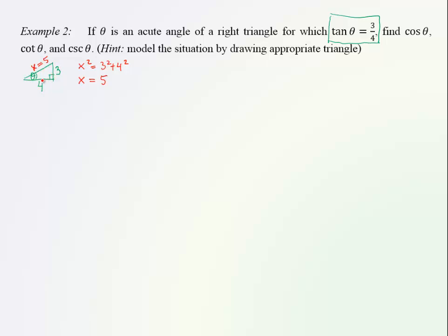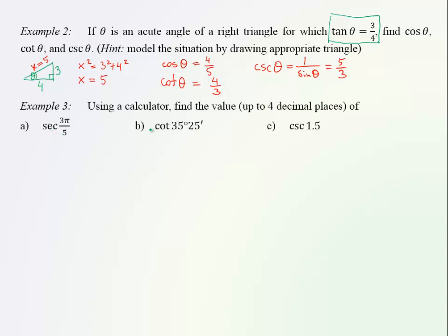Okay, since we know all the sides, we can just state what cosine theta is. Cosine is adjacent over hypotenuse, so it's 4/5. Cotangent theta. Cotangent is the reciprocal of tangent, so it's adjacent over opposite, 4/3. And finally, cosecant theta. Cosecant is the reciprocal of sine, so it's 1/sine theta. And we know that sine is 3/5, so 1/sine is 5/3.